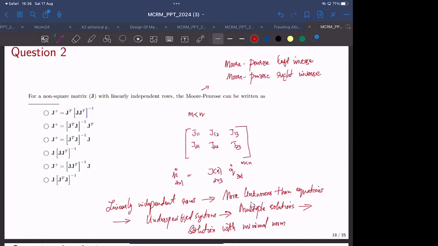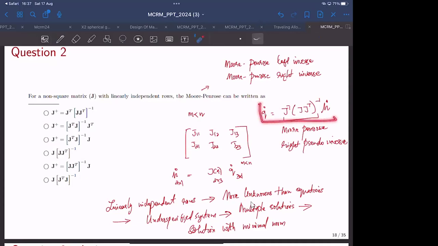Right? That is what we would typically use. And at the beginning of the lecture, we have seen that in case of an underspecified system, we would use the right inverse, right? That is q dot would be J transpose, J J transpose the whole inverse, mu dot. And this is what we call the Moore-Penrose pseudo inverse. And how we got this expression we have discussed in the beginning of the lecture.